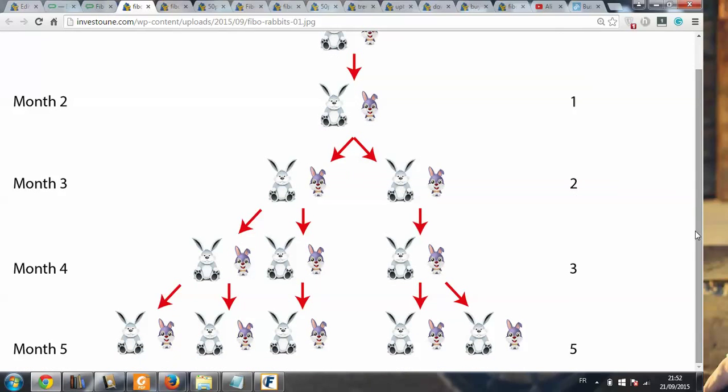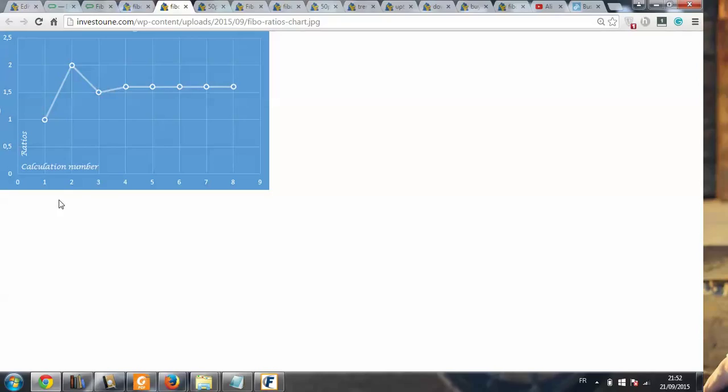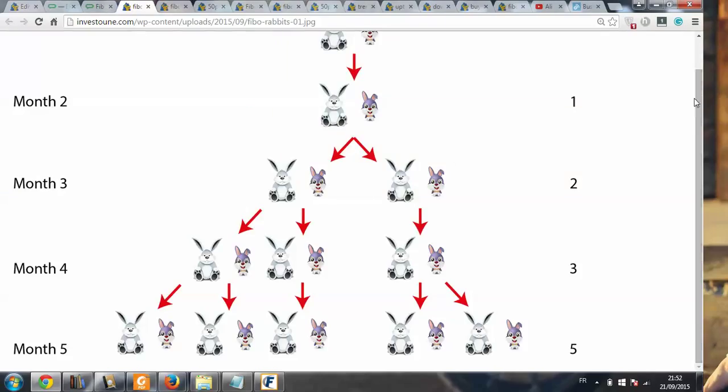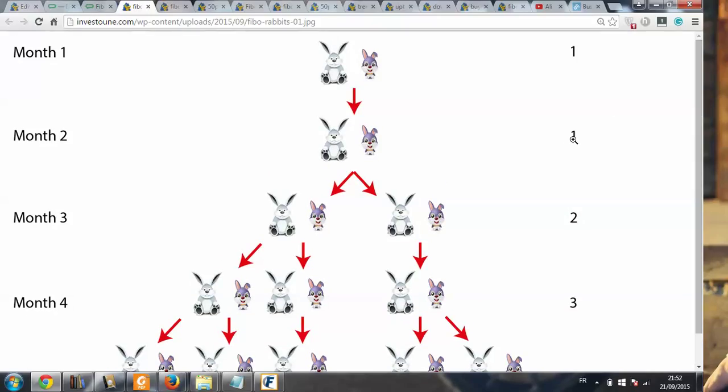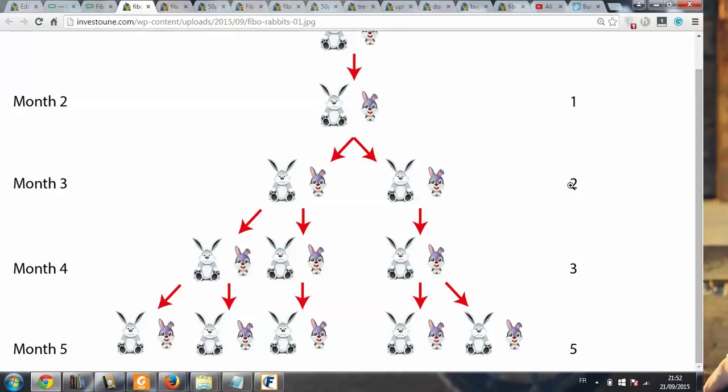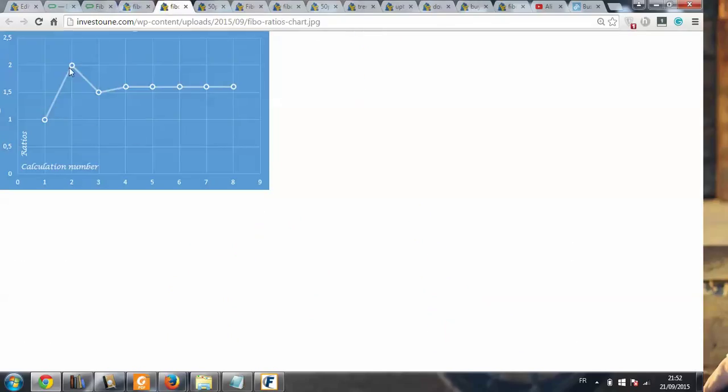So what he found is that if you calculate the ratios, if you divide each number by the number before it, 1 divided by 1, and 2 divided by 3, and 3 divided by 2, and 5 divided by 3, you are going to have three ratios, and then you will have the same ratio repeated. It's the golden number that Fibonacci found.